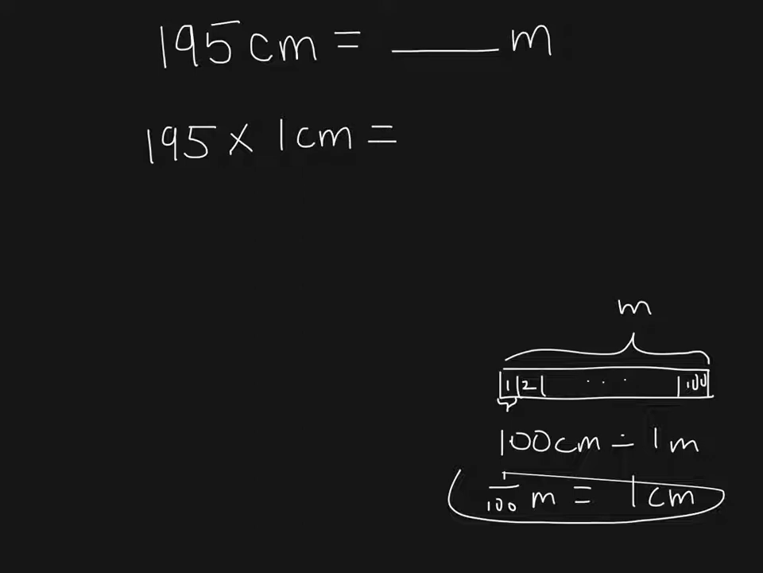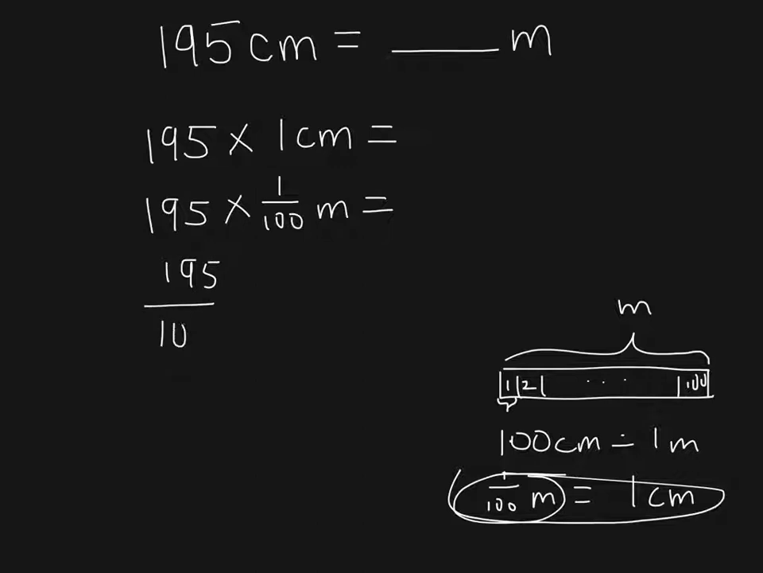And now I'm going to substitute my equivalent fraction down here, 195 times 1/100th of a meter, and that means that I'm going to get 195 hundredths, which means that I'll have 1 whole meter and 95 hundredths left over.